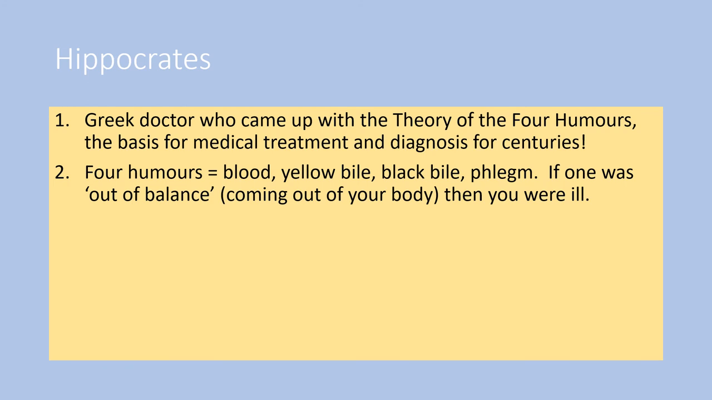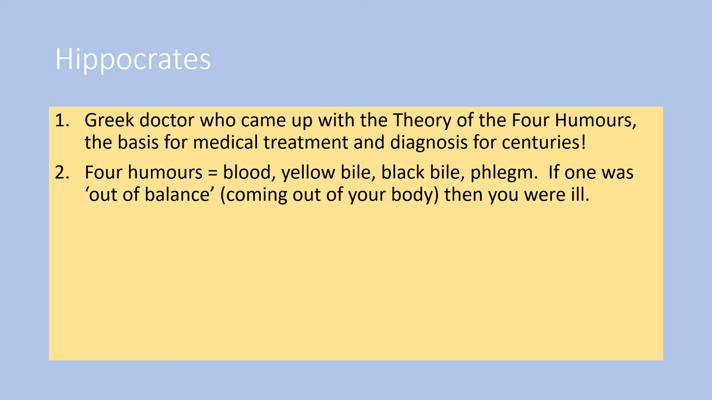So, for instance, if you noticed that somebody was having a nosebleed, then that was because they had too much blood in their body. Their humour of blood was out of balance. For instance, if you got a wintertime cold and you had a runny nose and all the other afflictions of a cold, then you would be considered to have too much phlegm. There was too much phlegm in your body, and because it was coming out of your body, essentially your body was trying to balance out your humours. So that is the basis of medical thinking for centuries, and it is incorrect, just to be very, very clear, but it will be believed for a very, very long time.